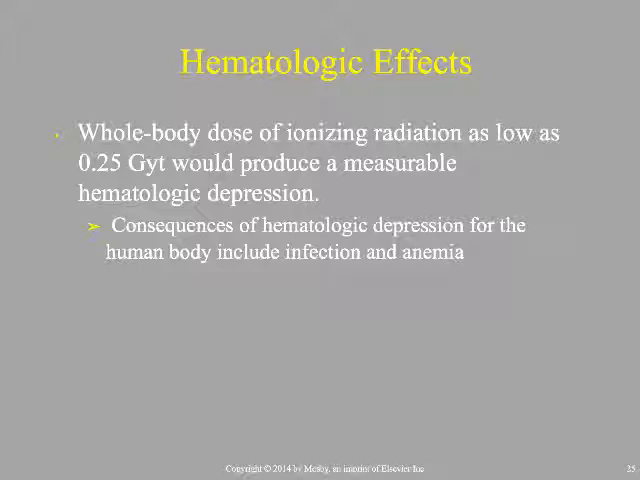Hematologic, I gave us this number last time, and it's a pretty hard and fast number. So whole body doses of ionizing radiation, and I would even say partial body doses of ionizing radiation as low as 0.25 gray can produce a measurable hematologic depression. So that is CT, radiation therapy, and PET CT, as well as potentially some fluoro examinations can cause some amount of hematologic depression. And the potential health effects from that are infection and anemia.